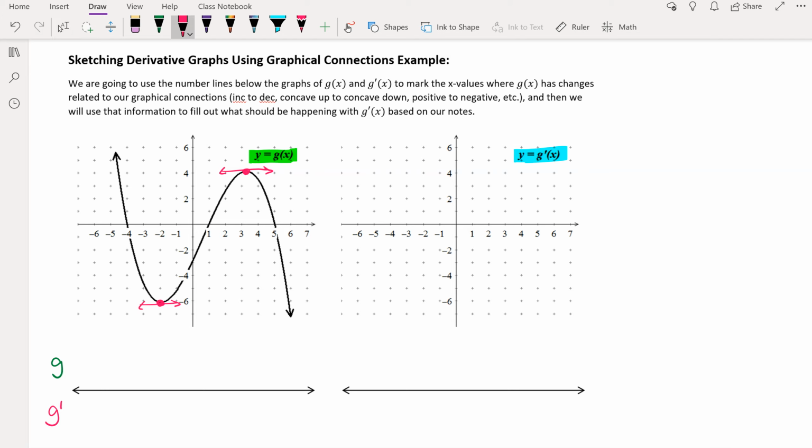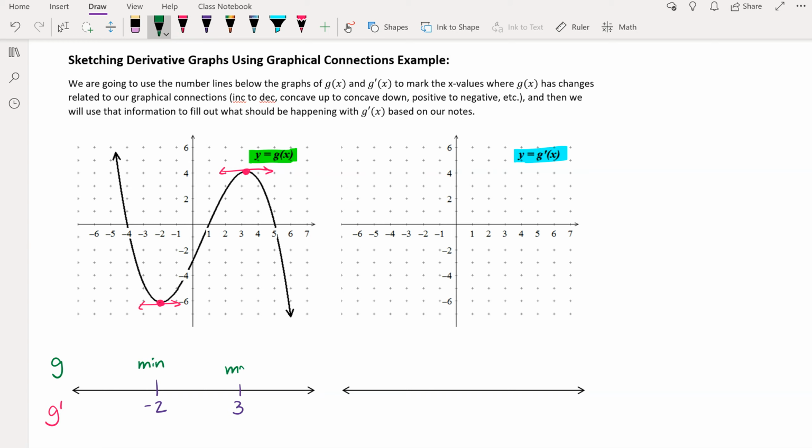Let's put -2 on our number line. So -2, 3. Okay, cool. So we know that at these points, g has a min and g has a max. So that means that g prime is going to equal 0 because the tangent lines are horizontal, right? Okay, and then let's go back to our graphical connections. What else is important? Where g is increasing.